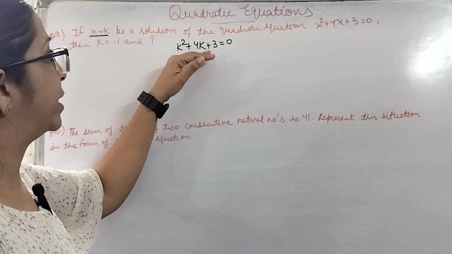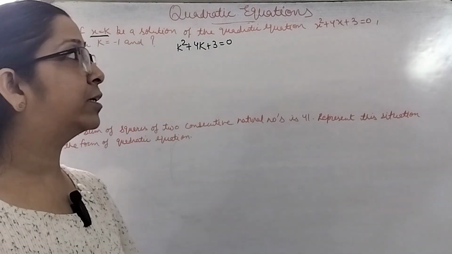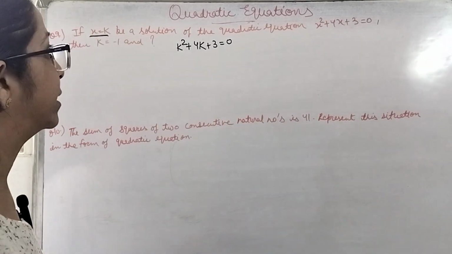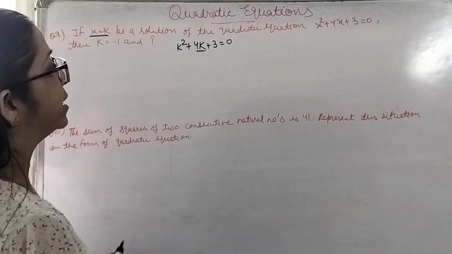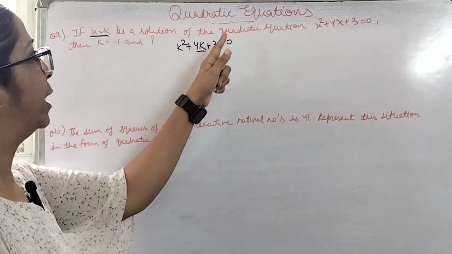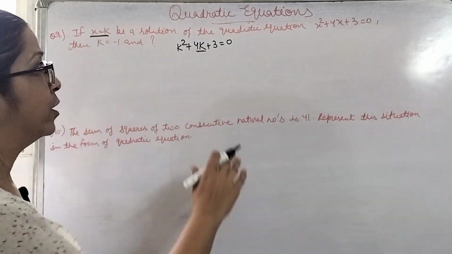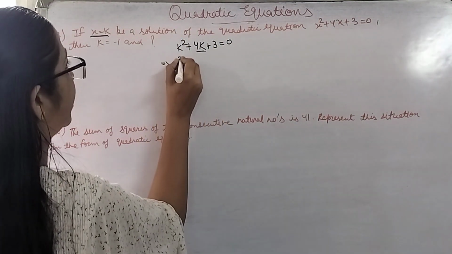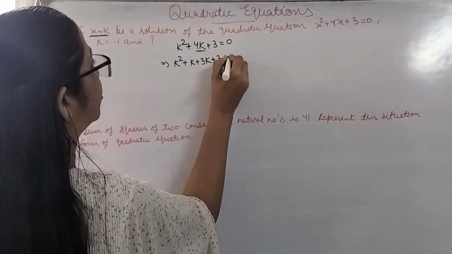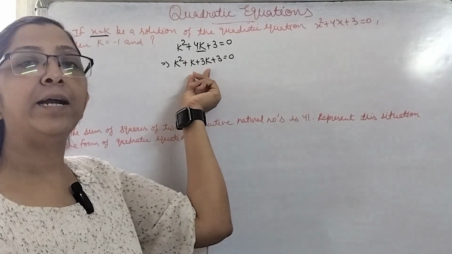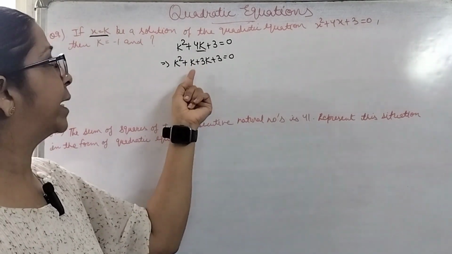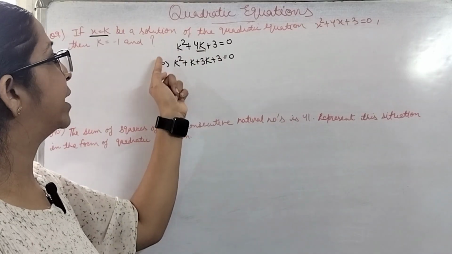Now we can see it is a quadratic equation in terms of k. We can solve it either by middle term splitting or by the quadratic formula. Let's solve it by middle term splitting. We have to divide 4k into two parts such that the sum is 4k and the product is 3k square. So we can write this as k square plus k plus 3k plus 3 equals 0. If we add k and 3k, we get 4k, and if we multiply k by 3k, we get 3k square.